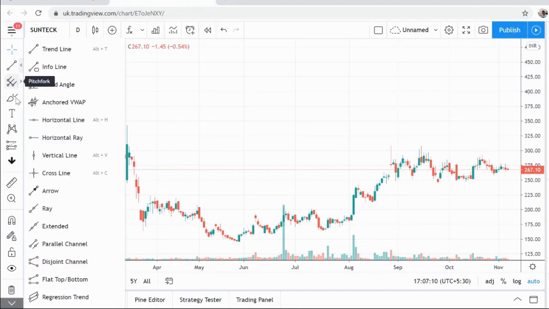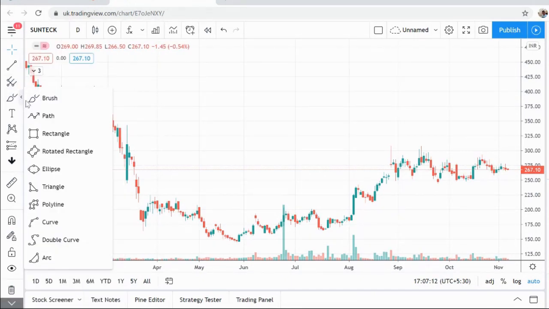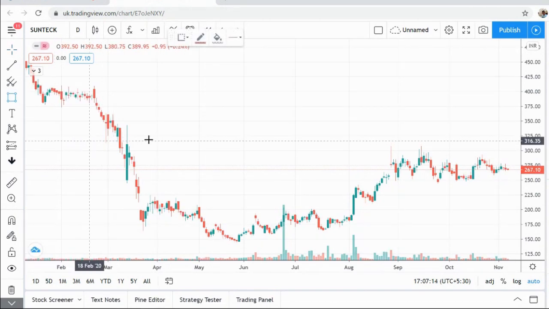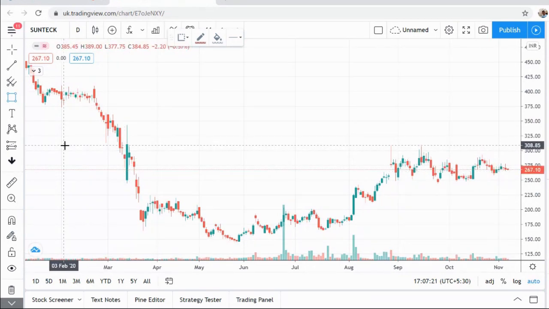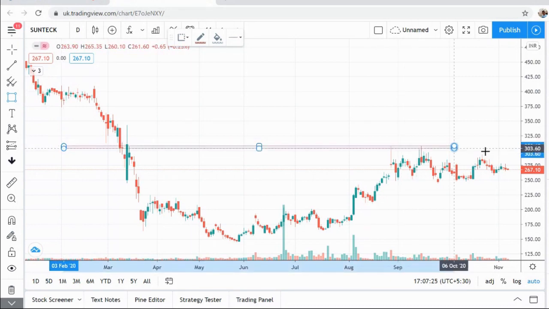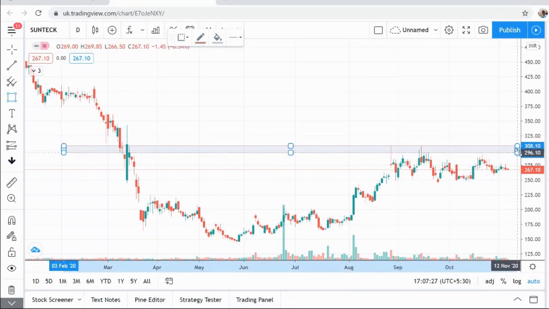Now how to mark this? You can use lines or you can use shapes. I generally prefer shapes because it is better, I mean easier. So see, the first area is here. You take the tail from this and then just combine it.